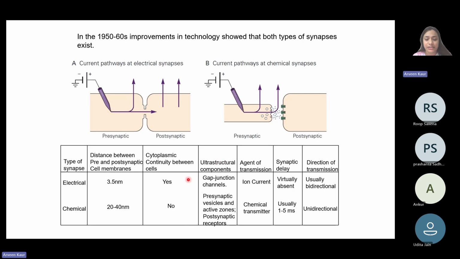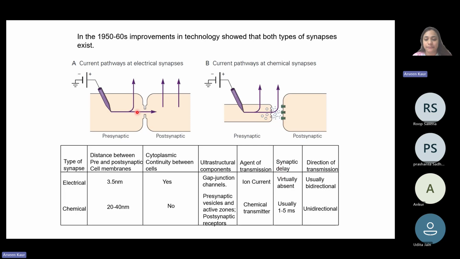Then, if we look at the ultrastructural components, that is, if we go into the structural details, you can see that there are gap junctions present in electrical synapses, whereas there are presynaptic vesicles and active zones, and postsynaptic receptors present in chemical synapses, right? What is the agent of transmission? In electrical, it is ion current. In chemical, it is the chemical transmitter.